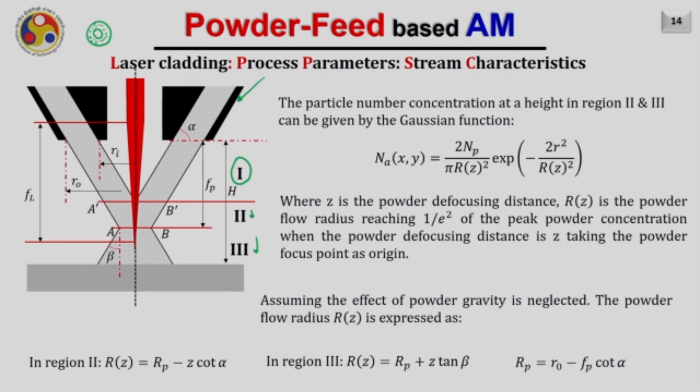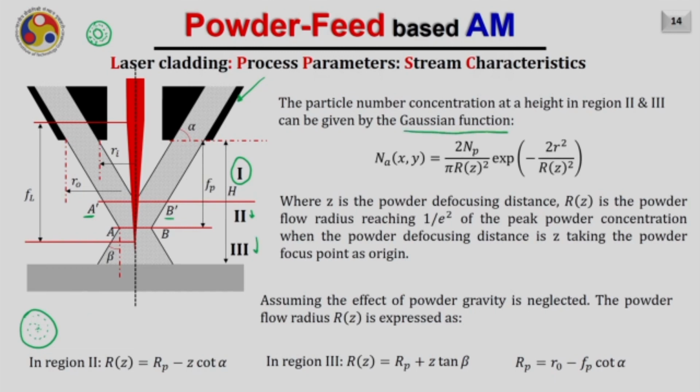So, now let me consider any cross section. Let us consider first the cross section A dash B dash. Here we can have a very large diameter of the powder stream, but will not have any empty space, and the powder particles will be distributed like this. Let us assume that this distribution of powder particles in zone 2 and zone 3 follows a Gaussian function.